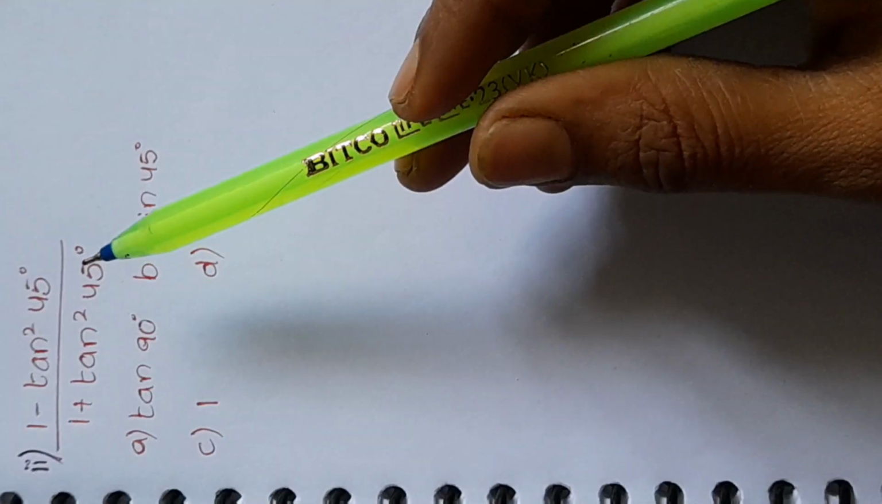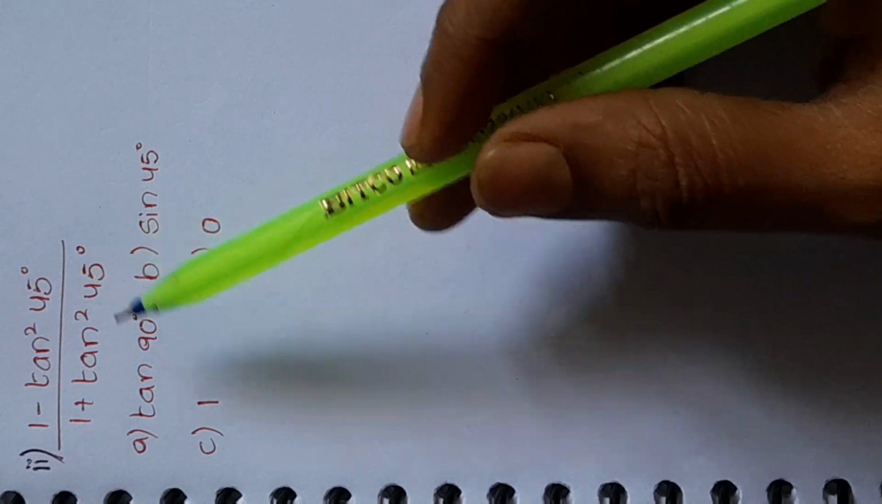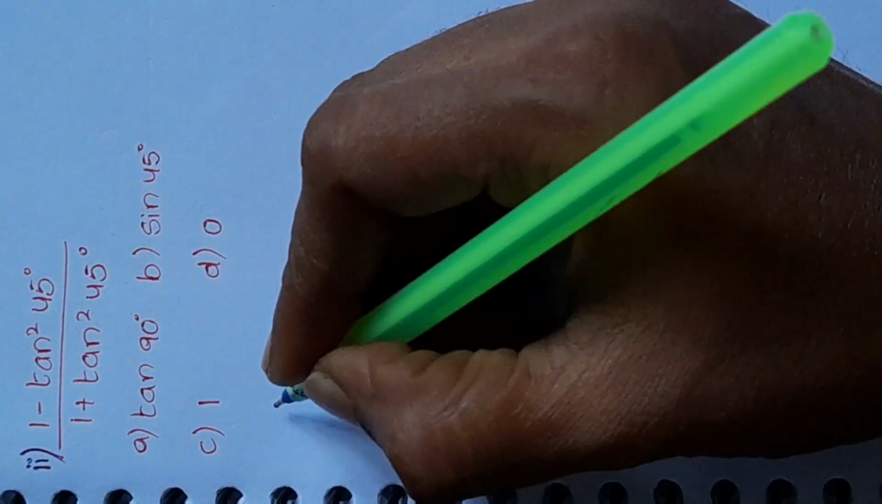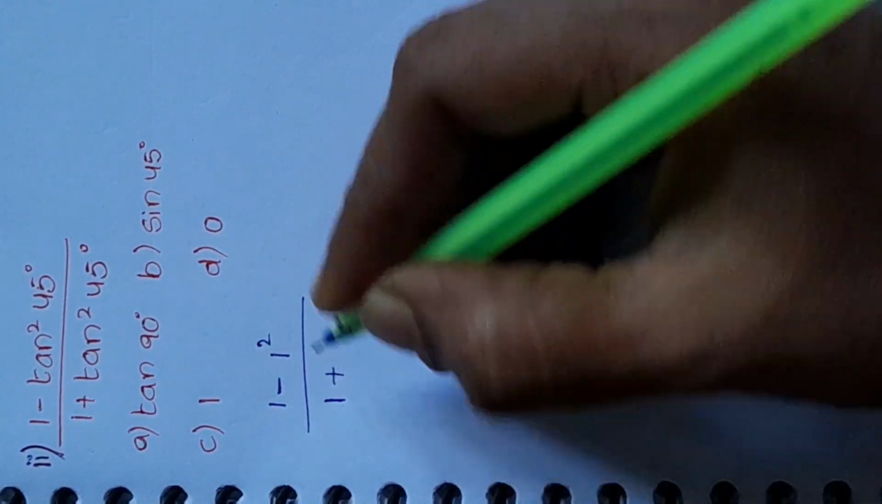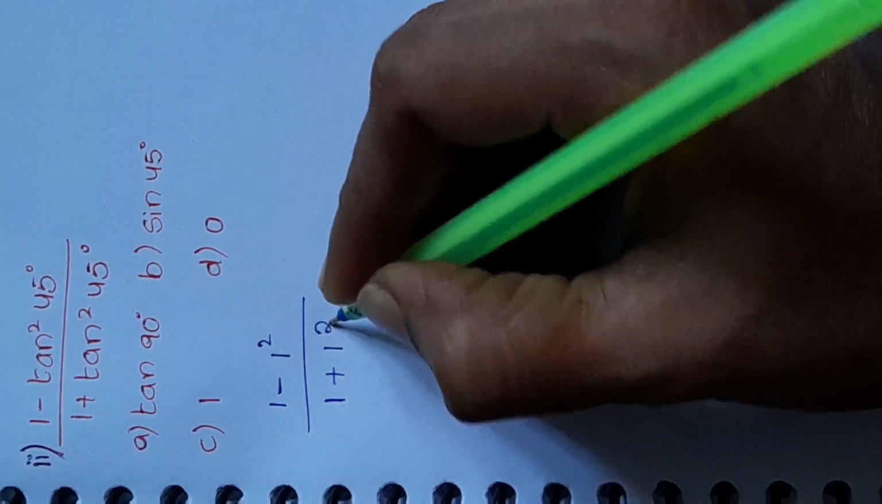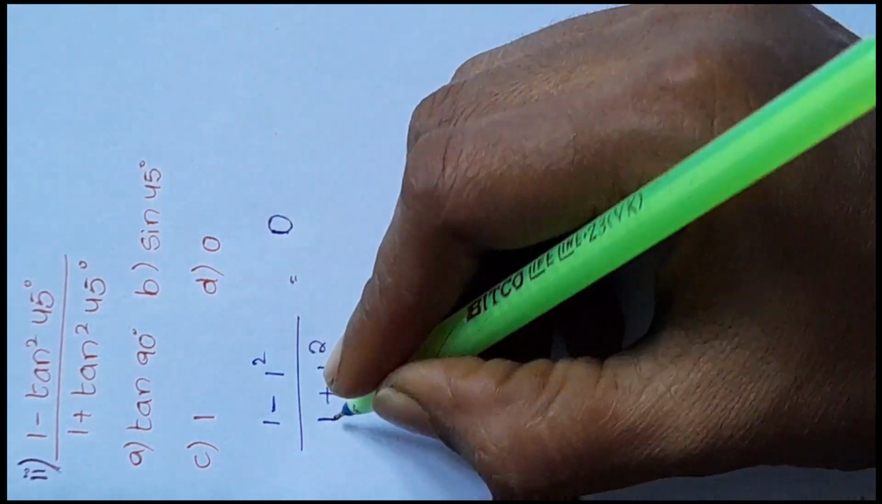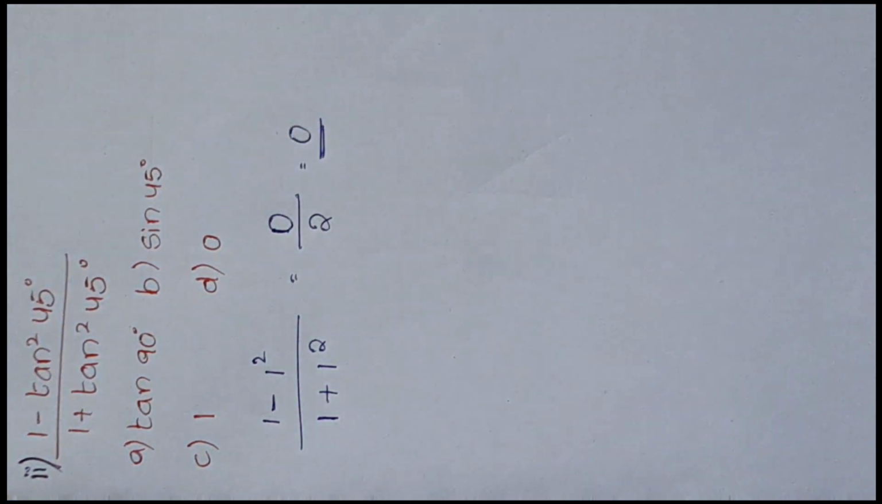Now second one in second question is 1 minus tan square 45 degrees by 1 plus tan square 45 degrees. Options are tan 90, sin 45, 1 and 0. 1 minus tan 45 value is 1 square by 1 plus tan 45 square value is 1 square. So 1 minus 1 is 0. Here 1 plus 1 is 2. So the answer is 0.